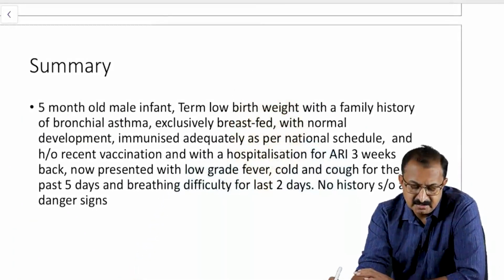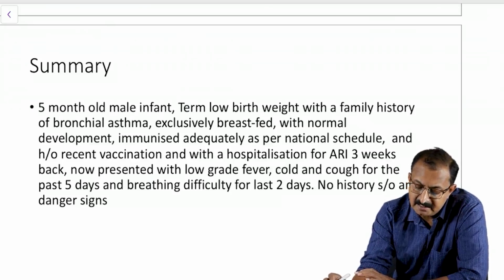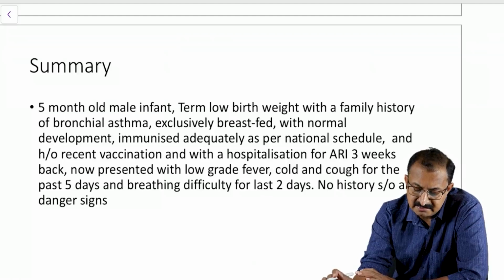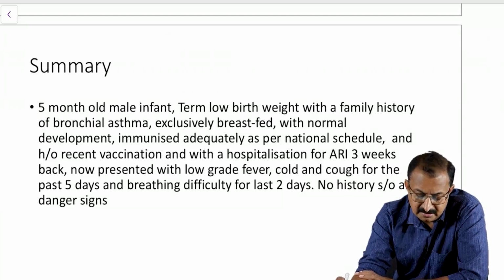So, summarizing, it's a 5-month-old male infant, term, low birth weight with a family history of bronchial asthma, exclusively breastfed, normal development, immunized adequately as per national schedule, and history of recent vaccination, and with a hospitalization for possible acute respiratory infection or pneumonia 3 weeks back. Now presenting with low grade fever, cough and cold for the past 5 days, and breathing difficulty for the last 2 days. There is no history of any danger signs.